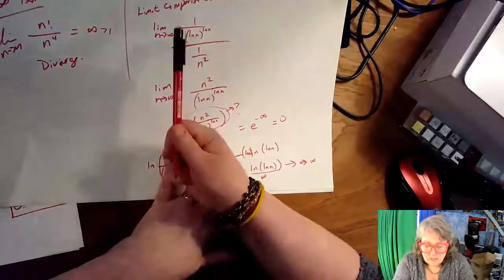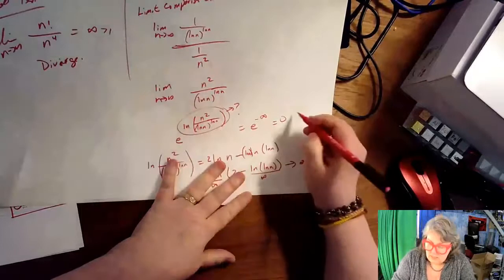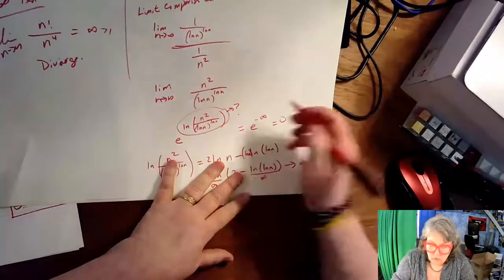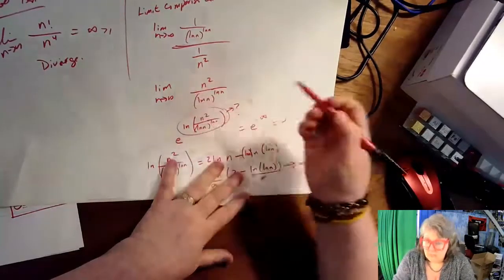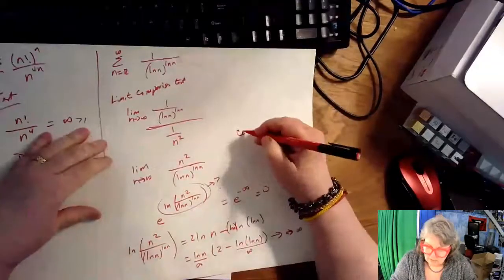Now, since I'm doing the limit comparison test, and I got a 0 when I'm trying to prove convergence, that's okay. So this converges absolutely.